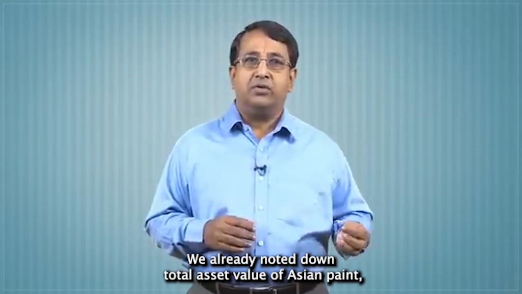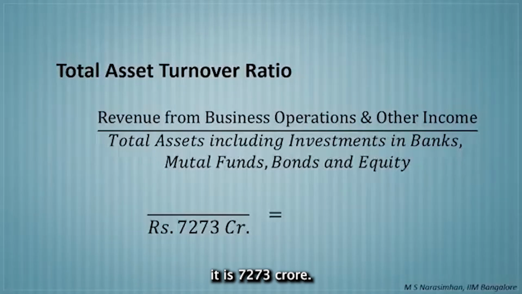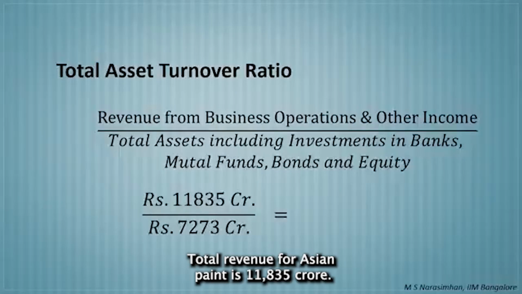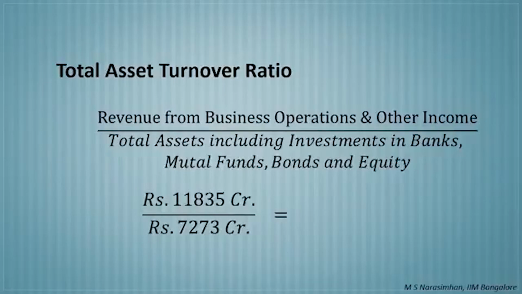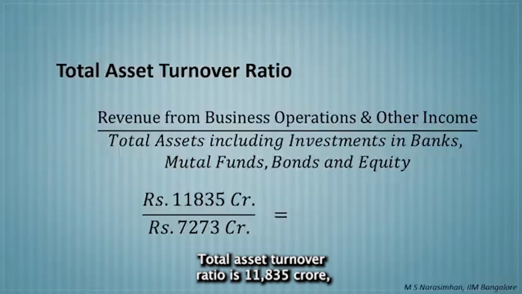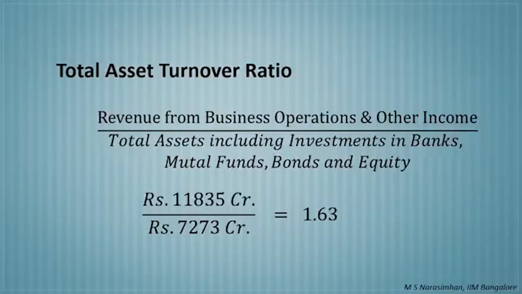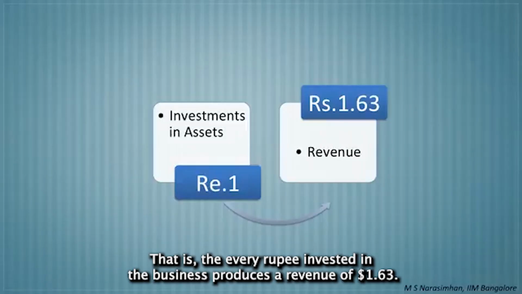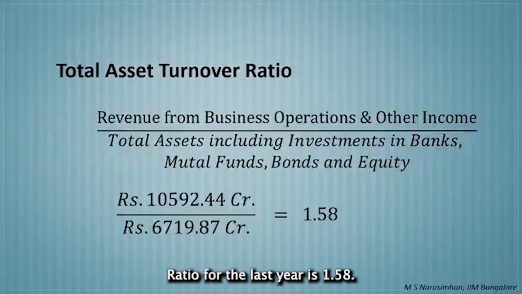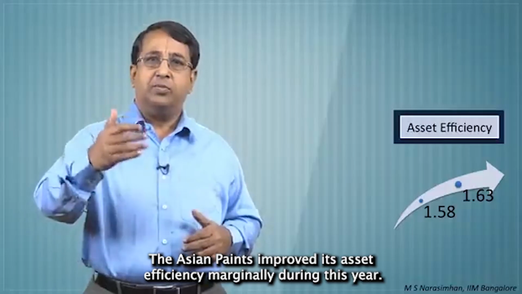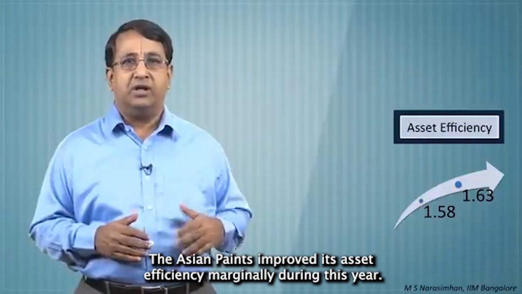We already noted down total asset value of Asian Paint. It is 7,273 crore. Total revenue for Asian Paint is 11,835 crore. Total asset turnover ratio is 11,835 crore divided by 7,273 crore or 1.63. That is, every rupee invested in the business produces a revenue of 1.63. The asset turnover ratio for the last year is 1.58. Asian Paints improved its asset efficiency marginally during this year.